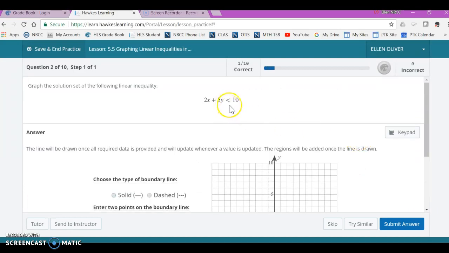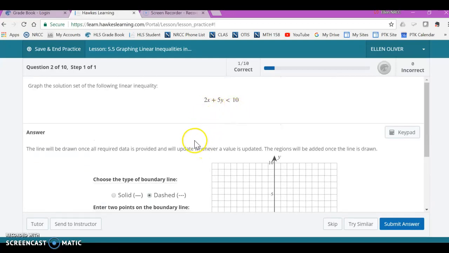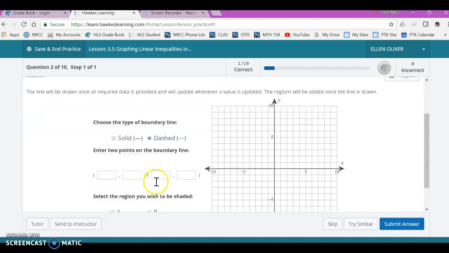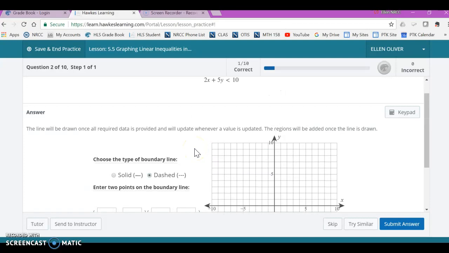Same sort of thing here. This one is going to be dashed because there's no equals. So I'm going to go ahead and fill that in. And I'm going to solve this for y so that I can pick 2 points on my t-chart to plug in.